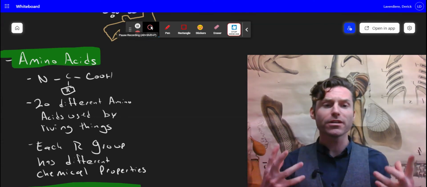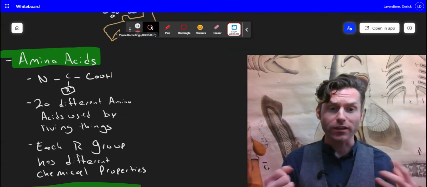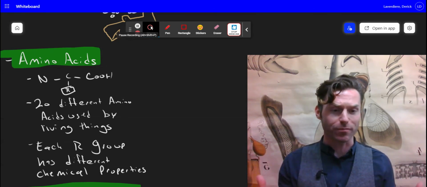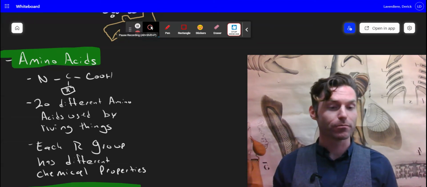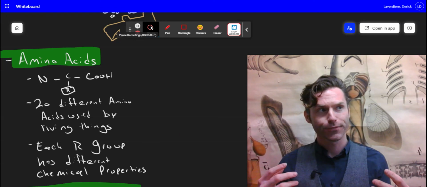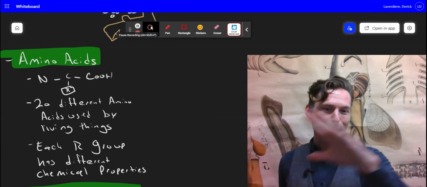And so the properties of these functional groups are what give the protein itself its chemical properties, its aspects, and help it do what it does beyond just the shape of the protein. So yeah, that's amino acids.